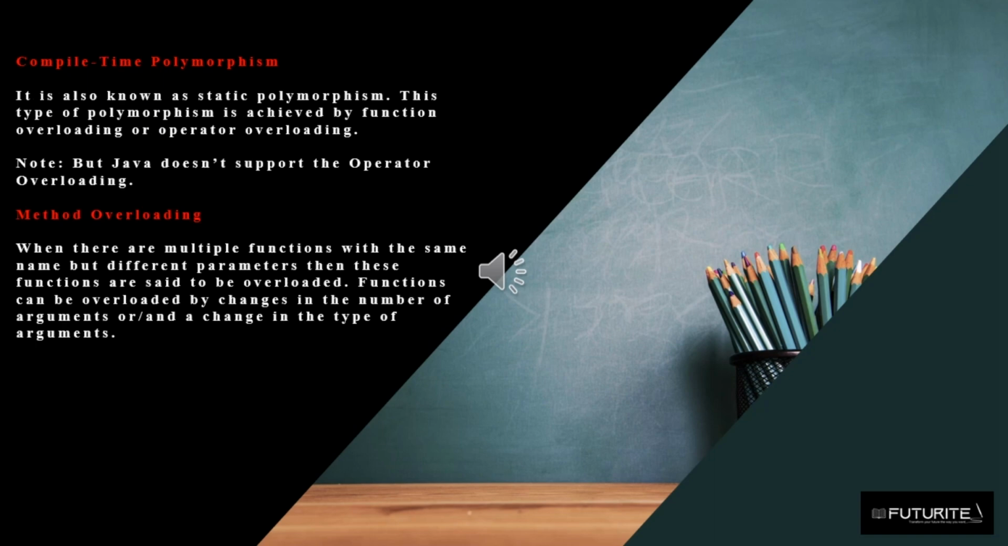What exactly is compile time polymorphism? Compile time polymorphism is known as static polymorphism. You might be confused about what exactly this is. This type of polymorphism is achieved by function overloading or operator overloading. Now again a question comes: what exactly is function overloading and what exactly is operator overloading? But you have to keep a note that Java doesn't support any kind of operator overloading, and in Java a function is known as a method.